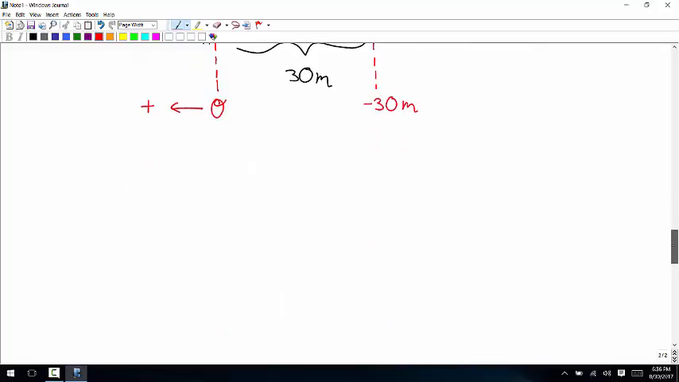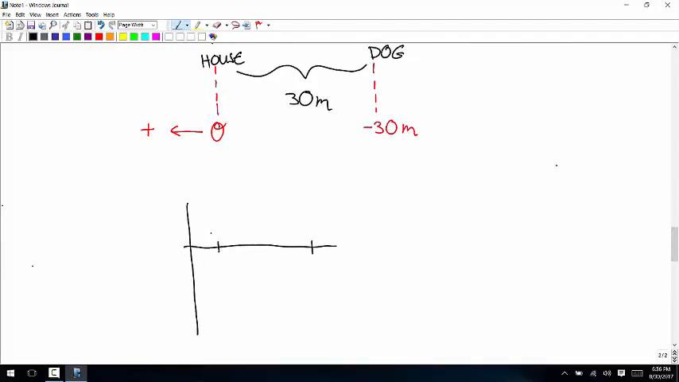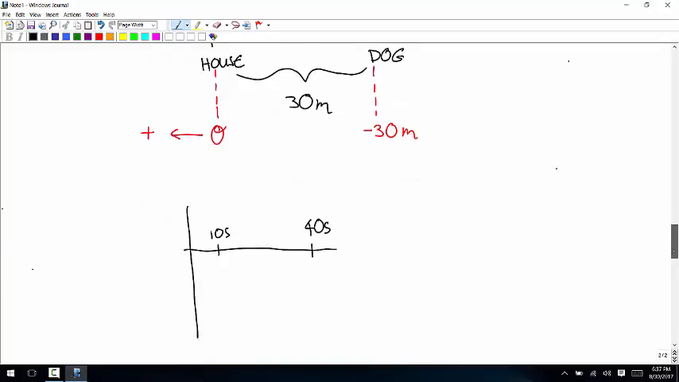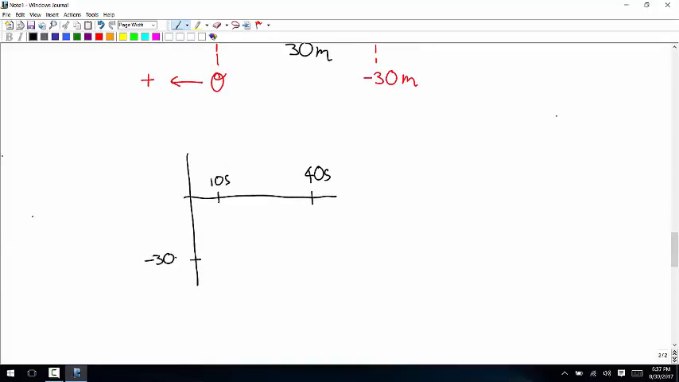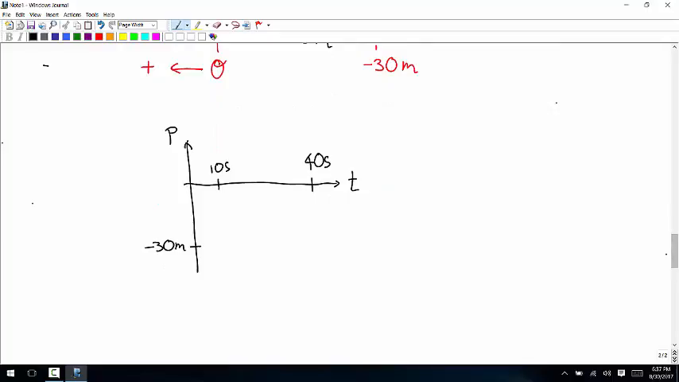And so now we can put this together. The times that matter are 10 seconds and 40 seconds. And the positions that matter are 0 and negative 30. And so the man starts at 0 position at 10 seconds. So that's this right here. Position is 0 and time is 10 seconds. And he ends at minus 30 position at 40 seconds. And so the graph just looks like that.